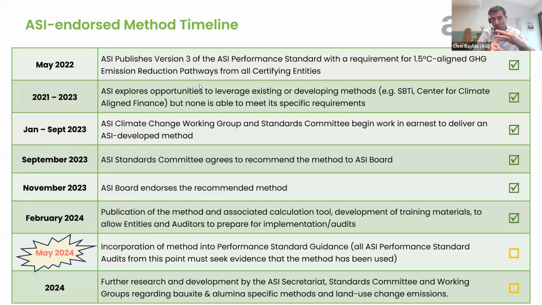We needed a method that wasn't just applicable to primary aluminium production or even to recycled aluminium production, but also applicable to downstream entities, including aluminium users, industrial users. So last year, we spent the year developing our own method, exploring different approaches, came up with one through the Climate Change Working Group and the Standards Committee that was recommended by the Standards Committee in September, endorsed by the board in November, and has now been published, as I mentioned before.